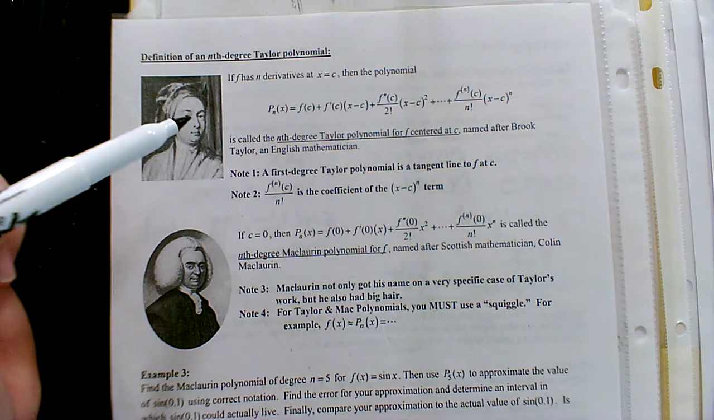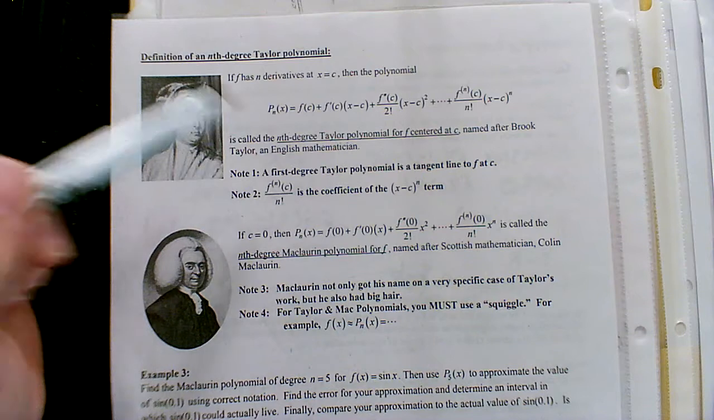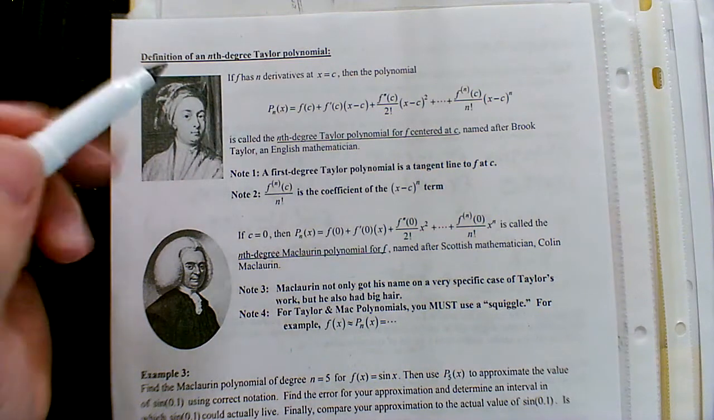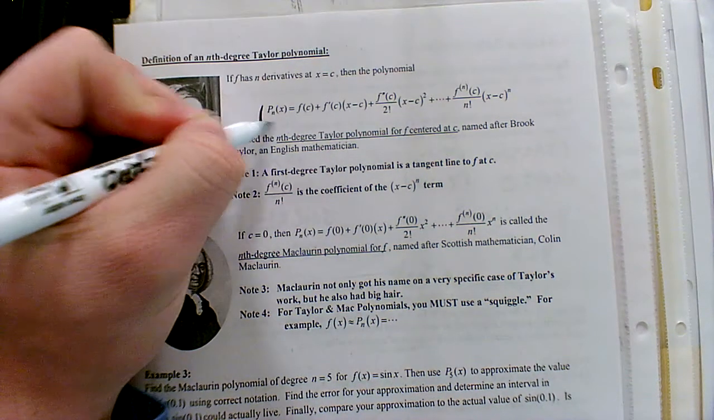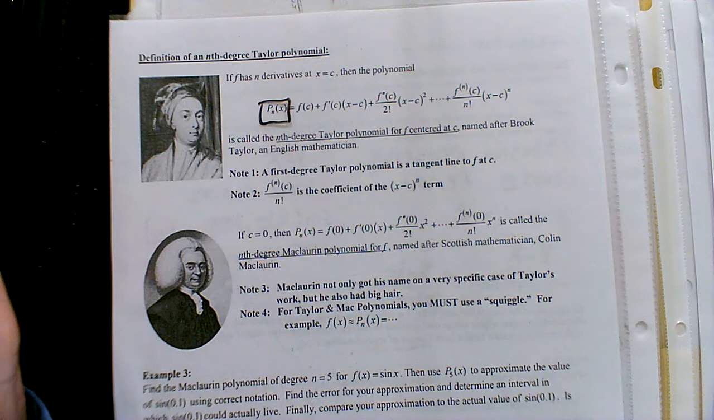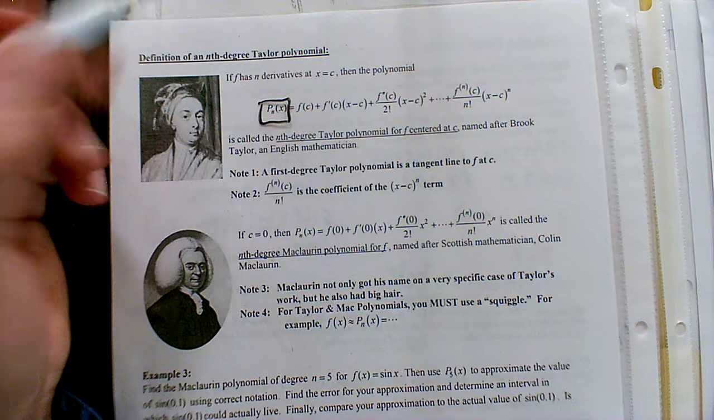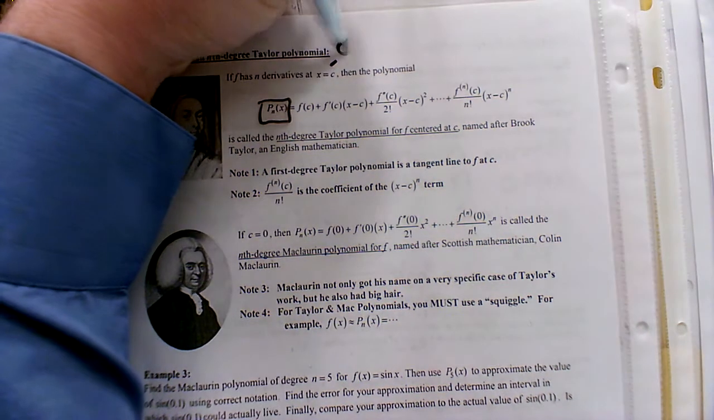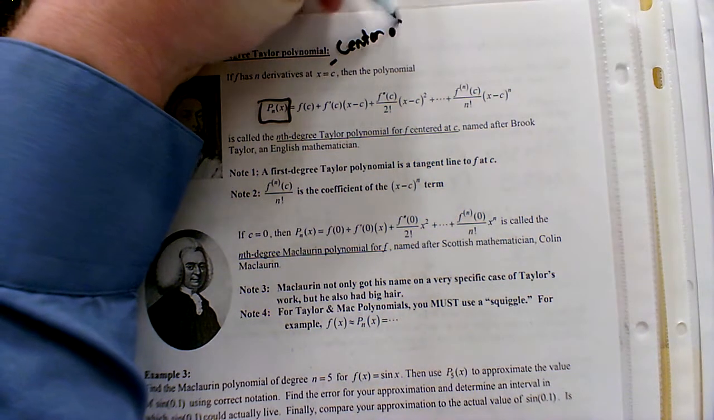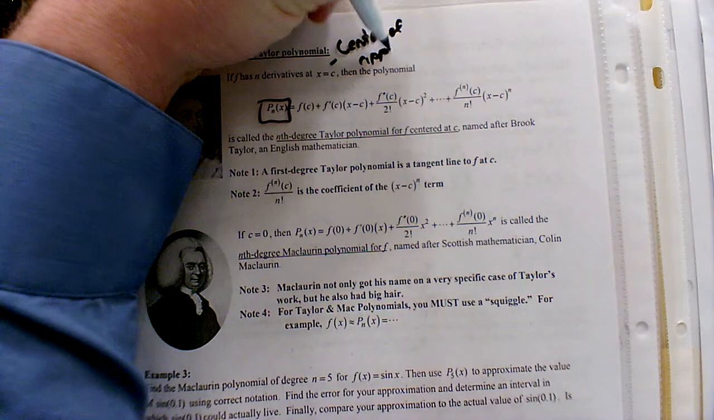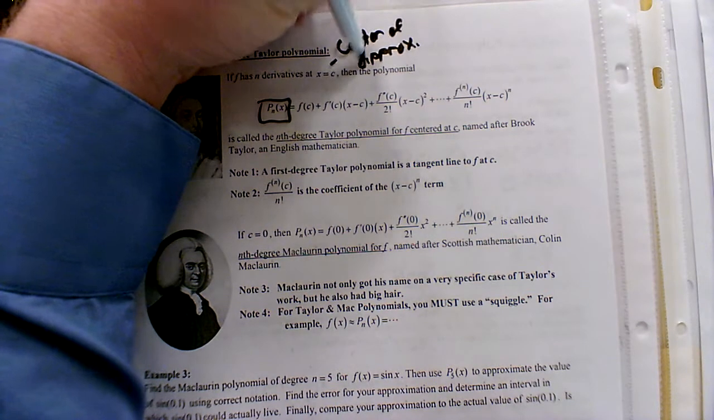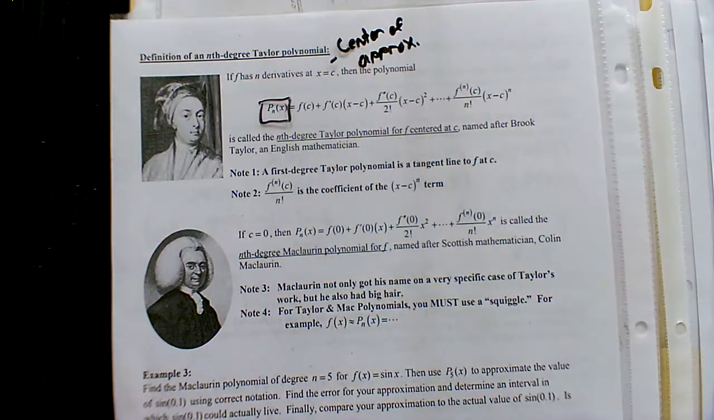So we have Taylor here. So Taylor created this polynomial, and he's going to represent this polynomial. It's always the Pn of x, where n is that degree that we're talking about. So it has a center at x equals c. This is your center of approximation. For the sine function, our center of approximation was at 0, so at x equals 0.